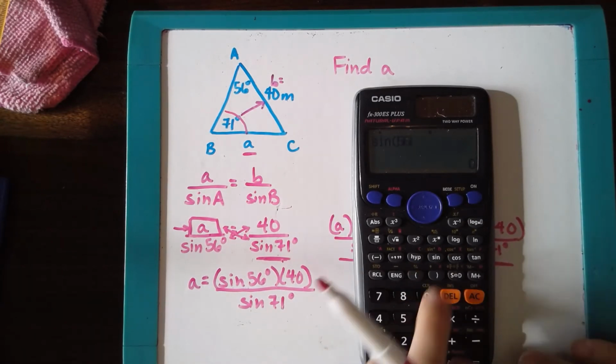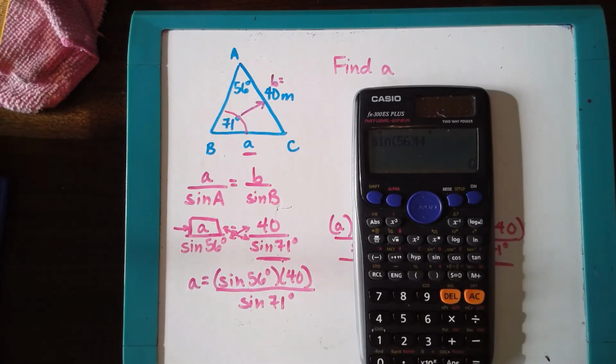So sine 56 times 40, and I always like to put an equal sign into my calculator at that point, once I evaluate the numerator or the denominator here, because I find that different calculators work differently. It's not a big deal here. It just gives me a little bit of peace of mind that I'm doing good order of operations.